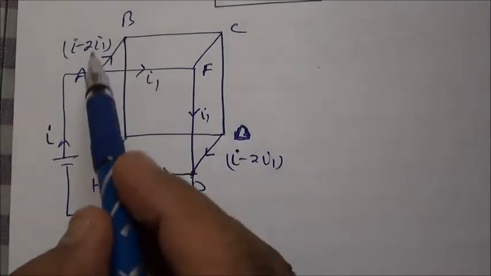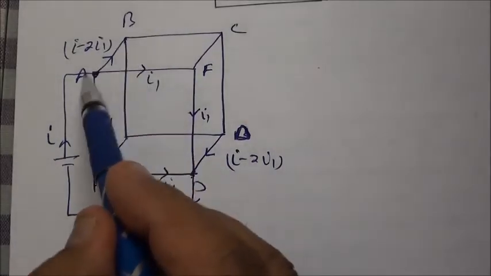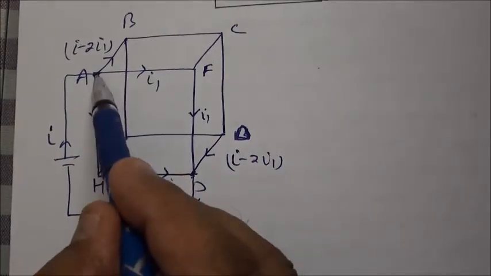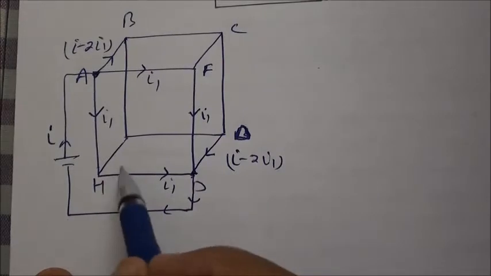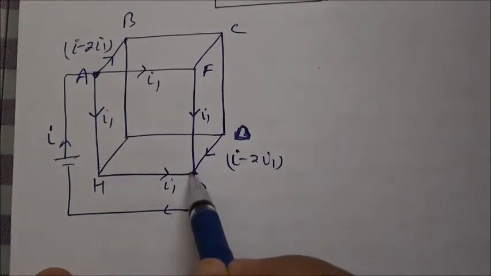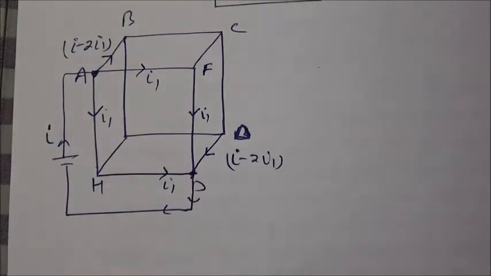So we have seen the symmetry at this point and at this point. From here 2 paths are symmetrical, so the same current will pass through them and a different current through this. I minus 2I1, we have applied Kirchhoff's first rule. And now from D again, this one I1, I1, and the remaining current from here.